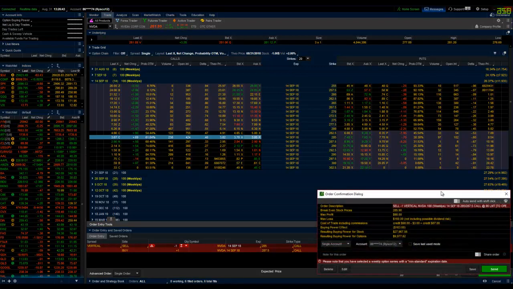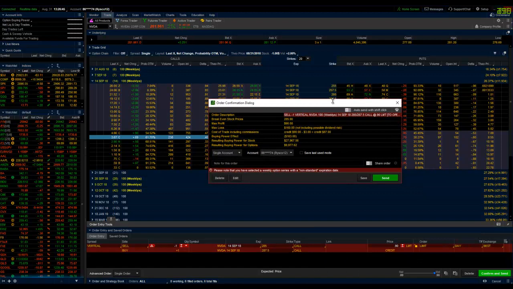Let's say I get filled at 90 cents. Let me bring up that order confirmation box. A lot of times people get intimidated by selling options. Well, you don't have to. This is a vertical spread, so it's a fully risk-defined trade. If everything goes against me, I know what my maximum loss is right up front. I feel much better about that.